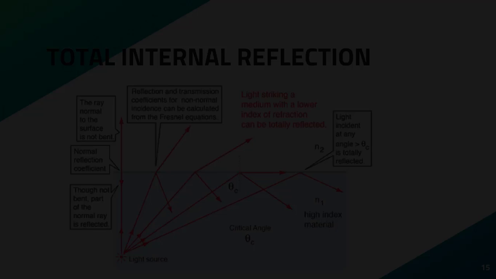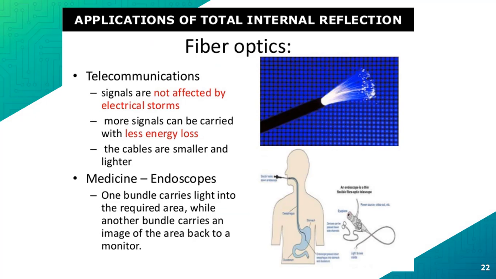When do we use this total internal reflection? Okay, here are some applications of total internal reflection. We have the fiber optics, which is used in telecommunications. The signals are not affected by electrical storms. More signals can be carried with less energy source, and the cables also are smaller and lighter. So, we also have display items that are like fiber optics, wherein you can see the light being transferred. So that is because of the total internal reflection of light.